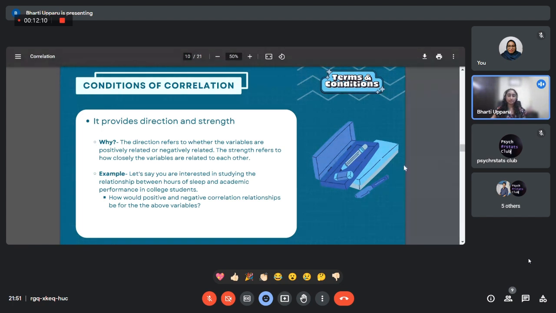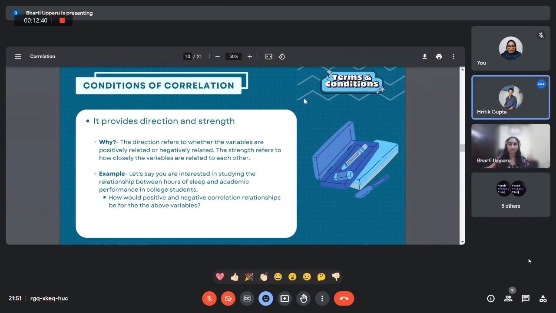So let's say you're interested in studying the relationship between hours of sleep and academic performance in college students. What do you think a positive correlation would look like between these two variables? If anyone wants to answer, they can just unmute and say. So maybe the increase in number of hours of sleep will lead to better academic performance in college students.